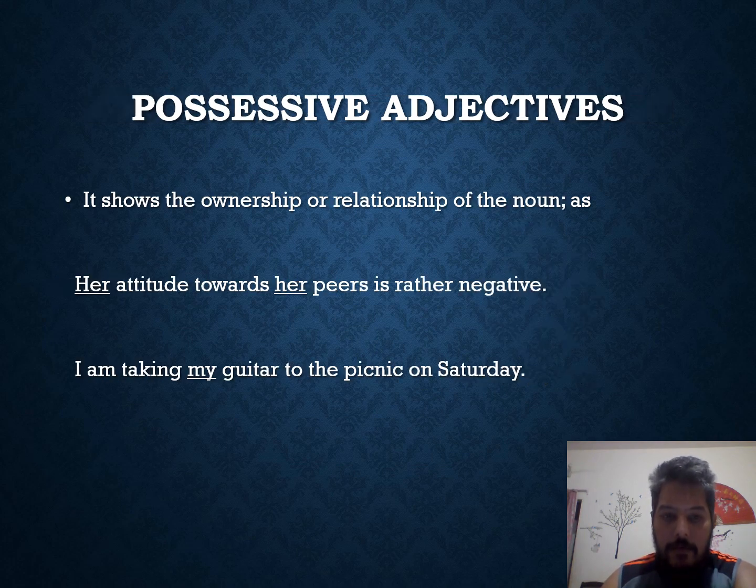Possessive adjective. It shows the ownership or relationship of the noun. Her attitude towards her parents is rather negative. Here her is showing the ownership of her attitude and her relationship towards her parents. I am taking my guitar to the picnic on Saturday. Here my is showing the ownership of the noun guitar.